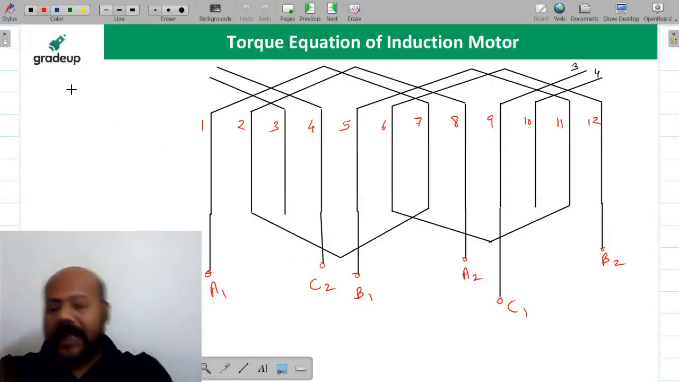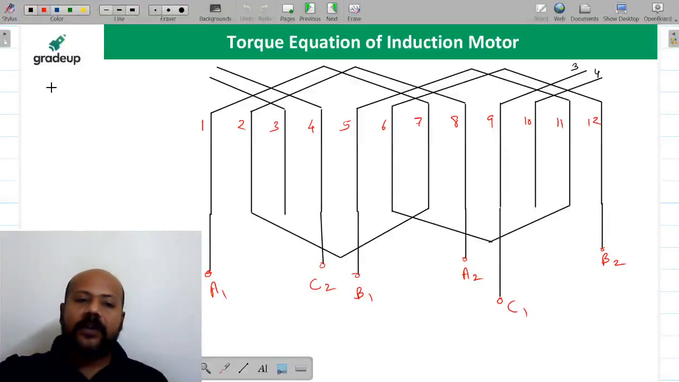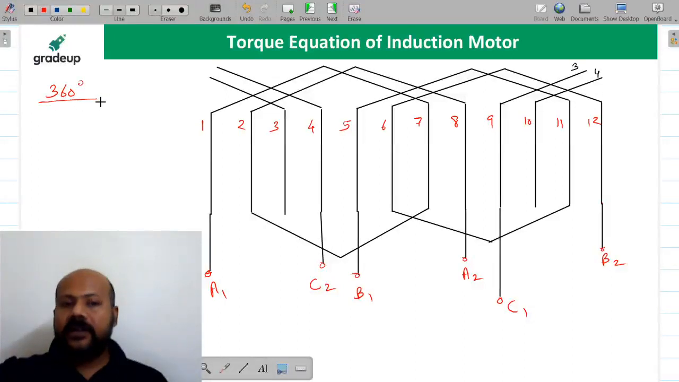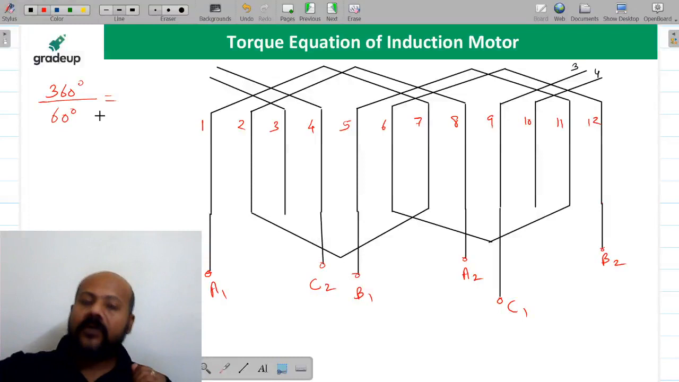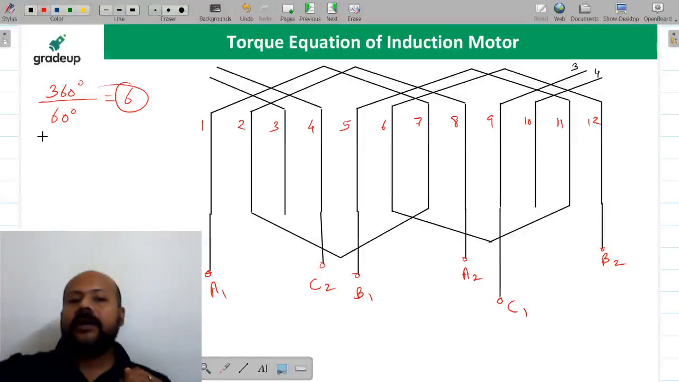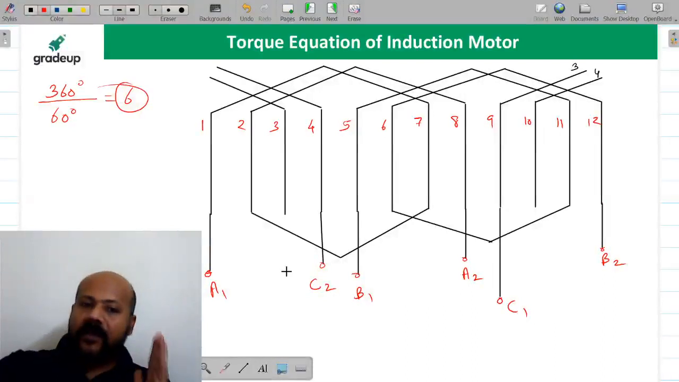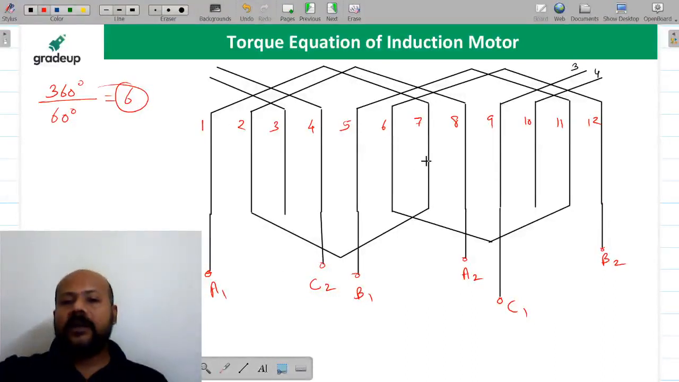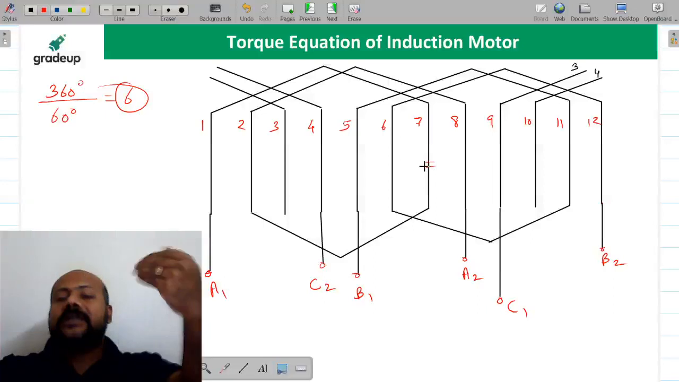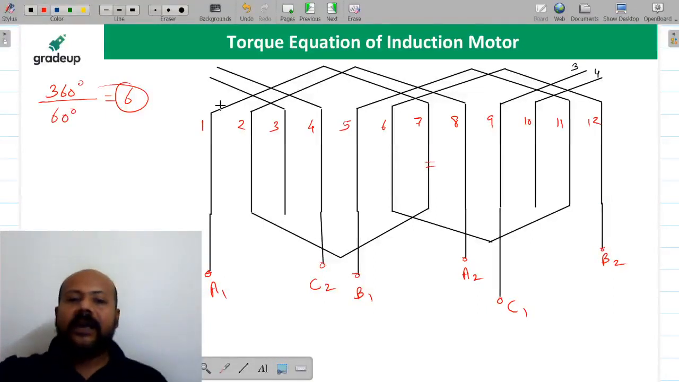Now see what is going to happen. Suppose the total peripheral angle is going to be 360 degree. If you are going to have 60-degree phase spread, you are getting 6. It means the conductor in the first slot has to be connected to the conductor 6 steps forward. So you have to connect one with conductor number 7.